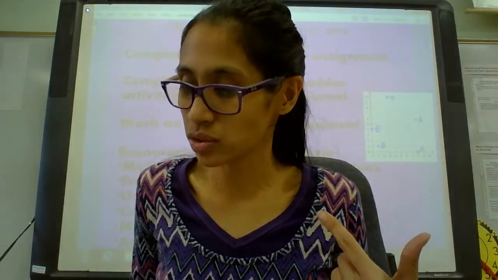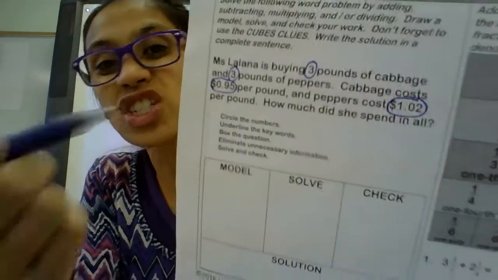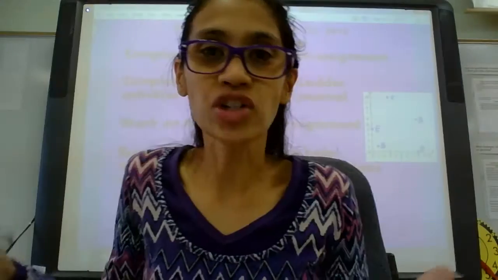I see 3. Circle that. What else do you see? Oh, there's another 3. Circle that. What else? 95 cents, and then $1.02. That's all I see. Do you see anything else? Nope, that's it. So make sure you circle those numbers just like I circled them. You're done with that step. Check that step off.